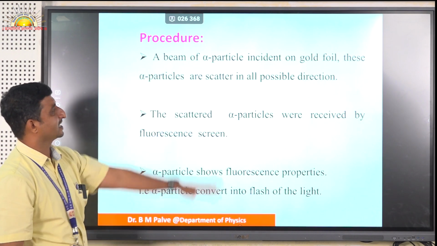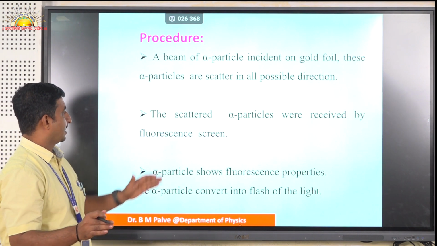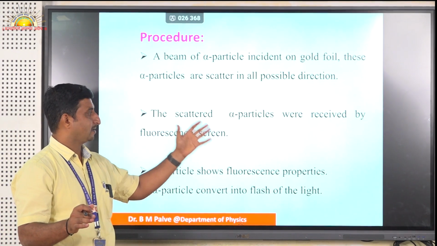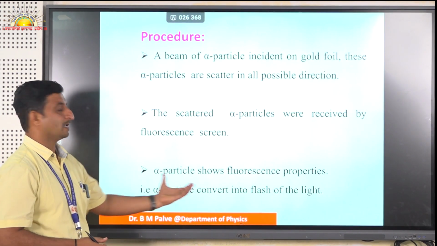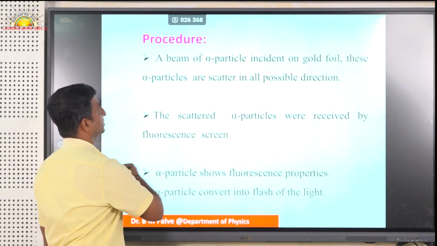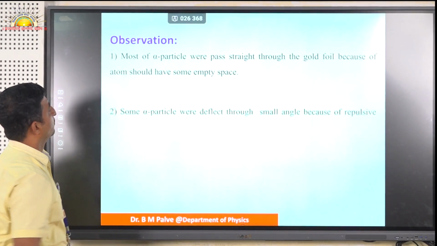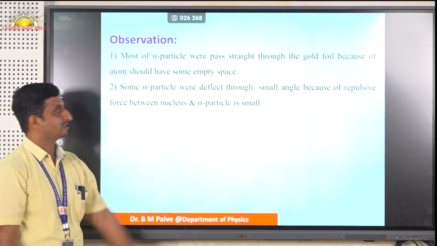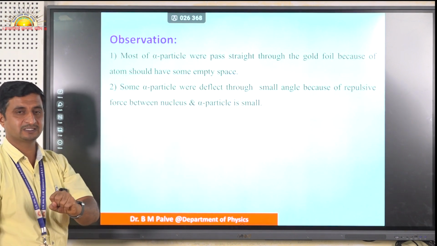A beam of alpha particles is incident on the gold foil, and these alpha particles scatter in all directions. These scattered alpha particles were received by the fluorescent screen, which means the alpha particles convert into a flash of light. So what are the observations? Most of the alpha particles passed straight through the gold foil because the atom should have some empty space.